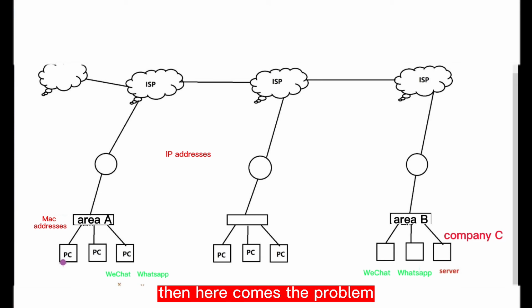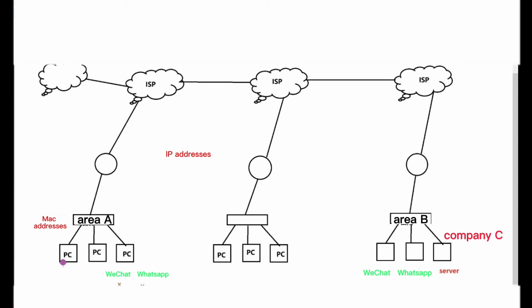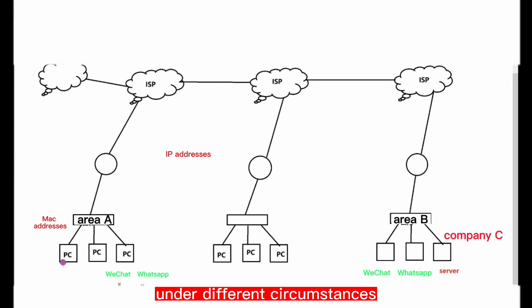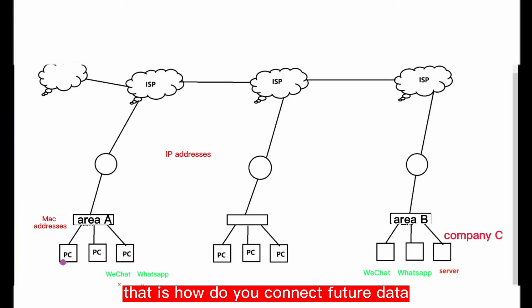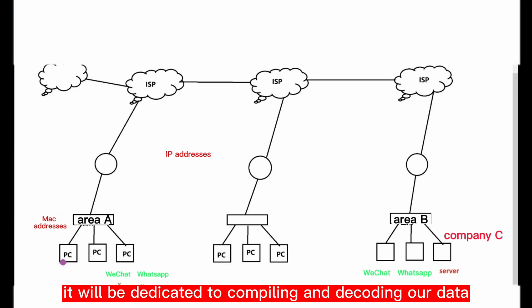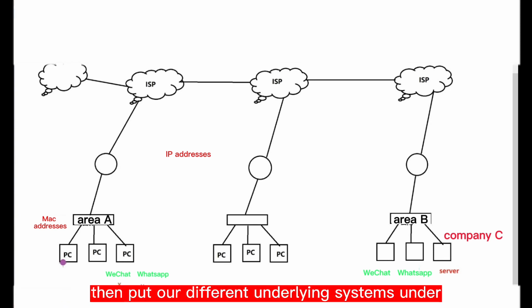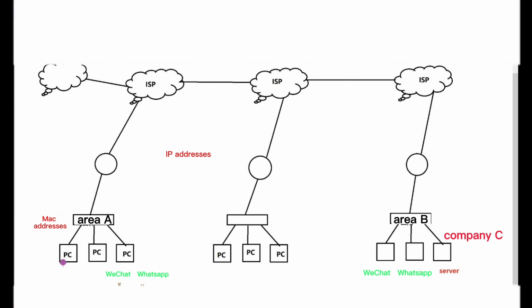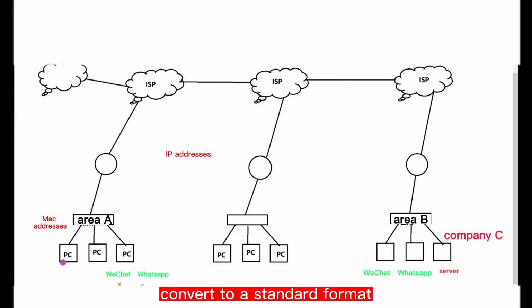Then here comes the problem. The data encoding format of WhatsApp under Windows is different from the Linux system. If the encoding form differs, the data looks different. So how do you communicate? How do you connect the data? There will be a session layer among us. It is dedicated to encoding and decoding our data, and converting the data from all our different underlying systems to a standard format, so that communication is based on the middle.